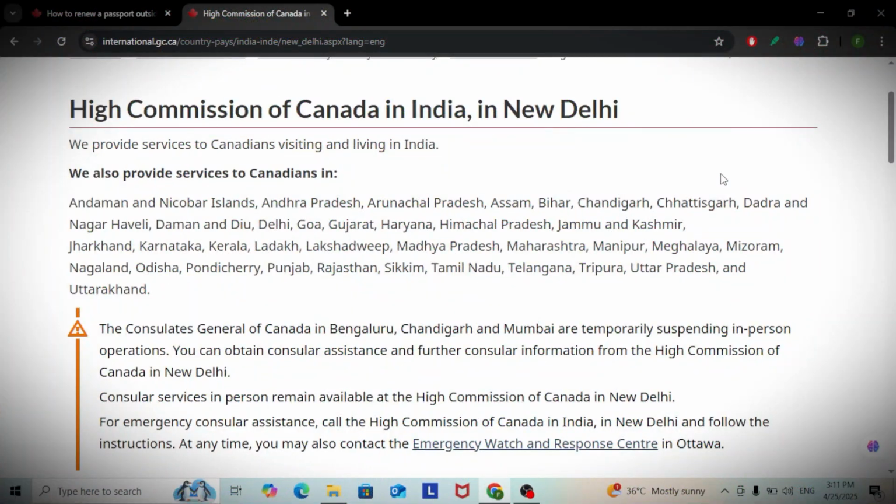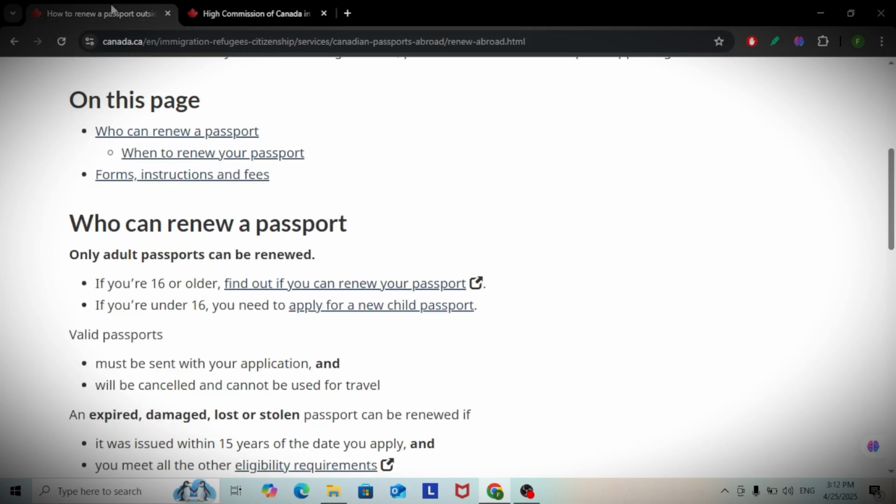So to get started, start by visiting the official website of the High Commission of Canada in India. Download the passport renewal form and fill it out with accurate details. Or you may also visit the canada.ca immigration, refugee, citizenship services, Canadian passports abroad, renew a passport page.